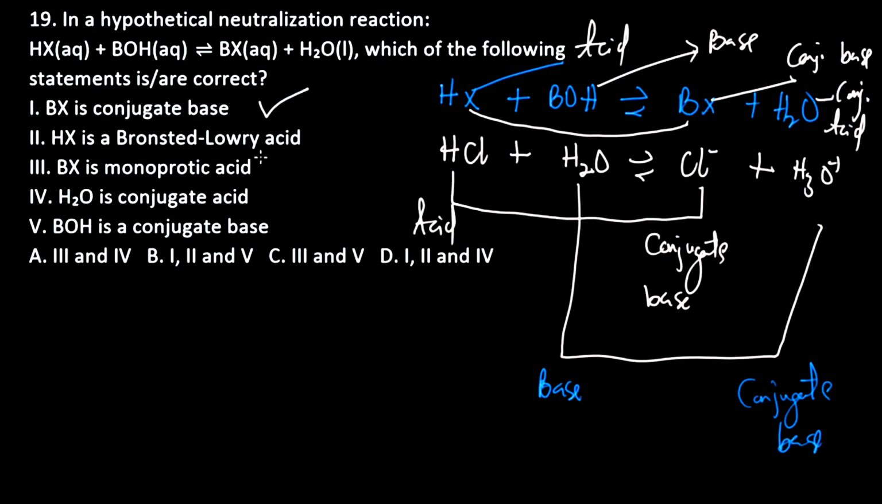HX is Bronsted-Lowry acid. Let's look at it. HX, yeah, it's an acid. It donates a proton. It's a proton donor. According to Bronsted-Lowry also, an acid is a proton donor. BX is monoprotic? Yeah, let's put a question mark there first. H2O is conjugate acid. Is H2O conjugate acid? Yeah, H2O is conjugate acid. Is BOH a conjugate base? No, this is not a conjugate base. It is a base itself.